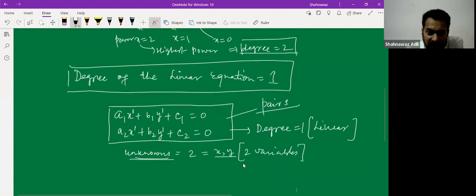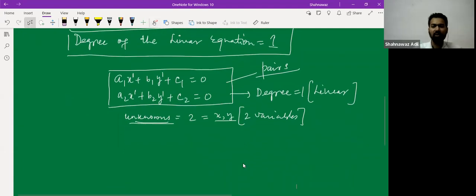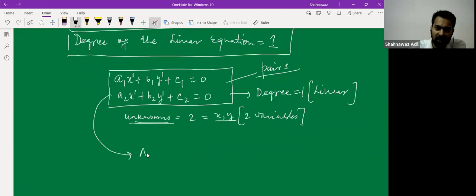And in this third chapter, we will learn about the solution of these pairs. So there are 2 methods. One is the algebraic method, and the other one is the graphical method, right?